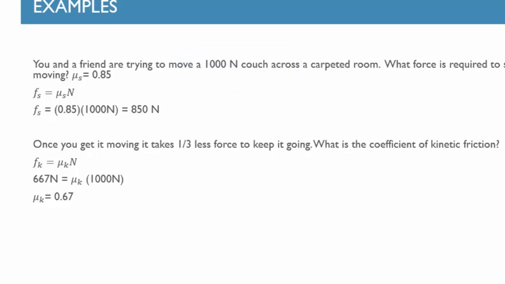And then now we want to find out what the coefficient of kinetic friction is. Same equation, only this time you're using kinetic friction. And we know that it's 1/3 less, so the force is equal to the coefficient of kinetic friction times the normal force, which is equal to the weight of the couch. And then you end up with a coefficient of friction that is less than the coefficient of static friction. Nice, straightforward algebra.